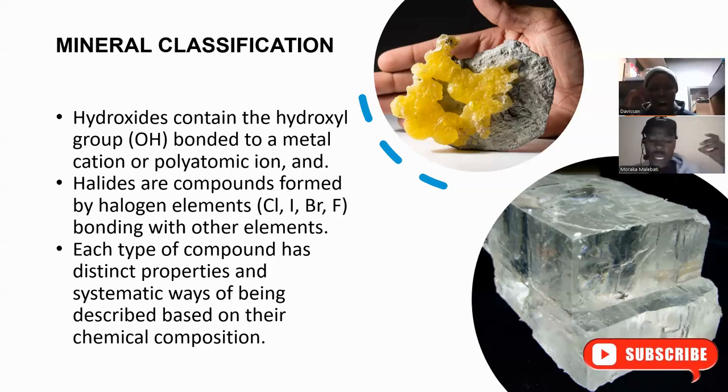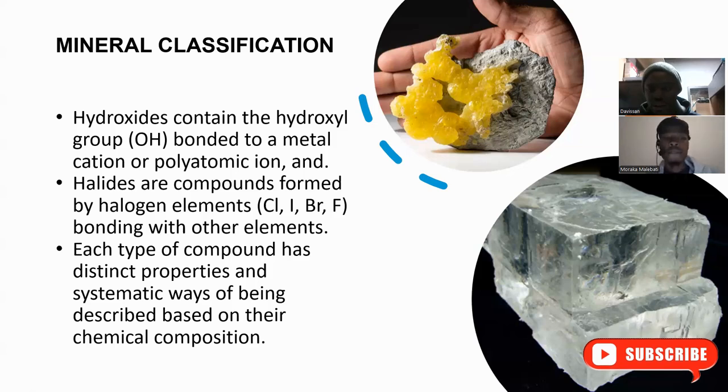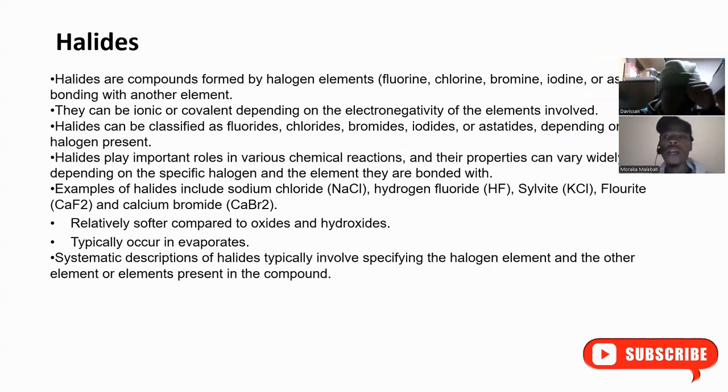So okay, now see that these halides are formed when you take an element from the halogens, and then you bond it with another element, and you're going to form what you call a halide. So each type of compound has distinct properties and systematic ways of being described based on their chemical composition. Remember we said the minerals are classified based on their composition and also based on their internal structure.